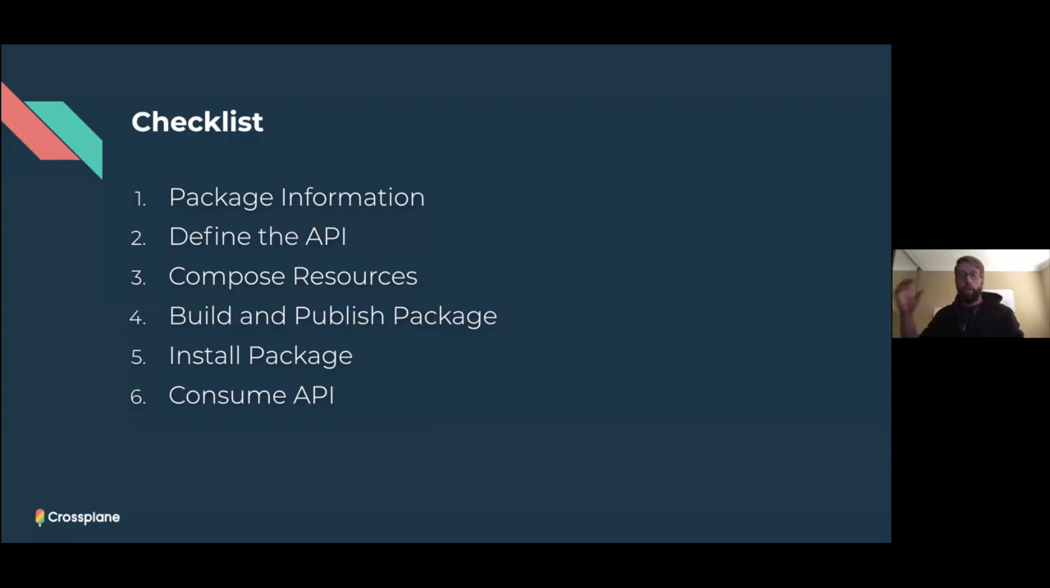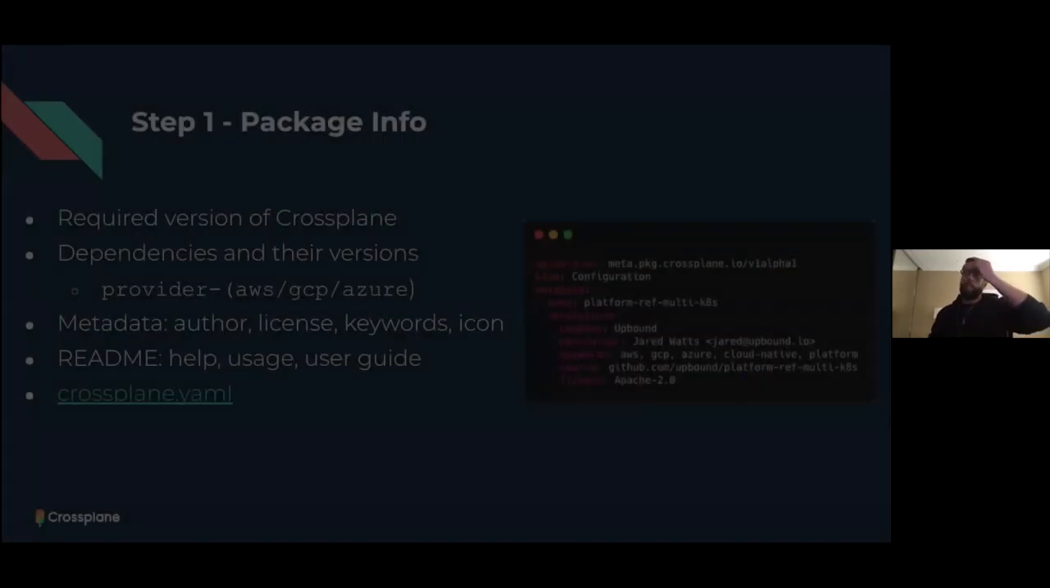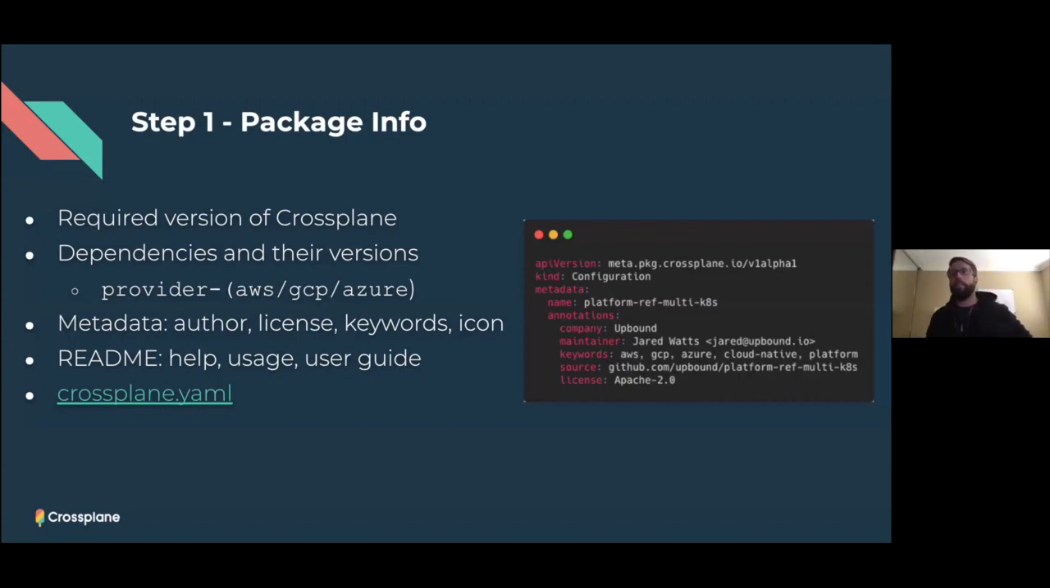And then we'll install a package into a control plane. And then we'll go ahead and let our app team consume it as well too. So let's work through the checklist here. Checklist step 1. So we're going to define the basic information about our Crossplane platform, our configuration we're building.